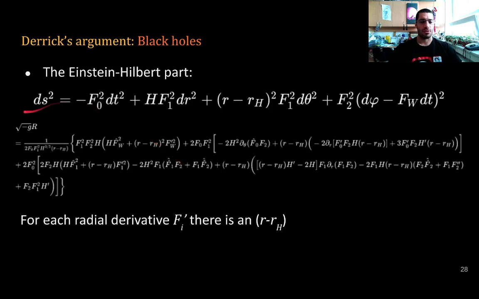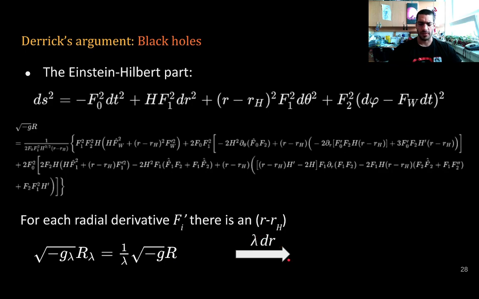We can do the same for the Einstein-Hilbert case, and we can see that the Ricci scalar is again very complicated. However, notice that for every derivative of the functions, there is always an r minus r_h term multiplying it. This means that the Ricci contribution can be seen as 1 over lambda, and hence when you do the transformation, this will be a constant, and after the variation, the Ricci contribution will be equal to 0. And hence this metric is much easier to use to obtain and compute our identities.